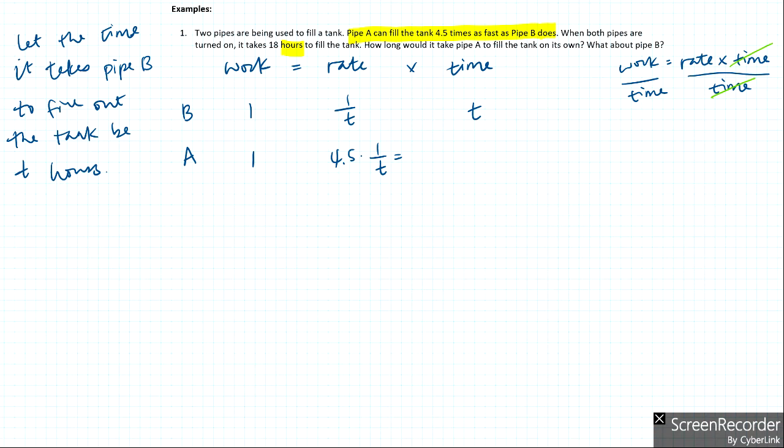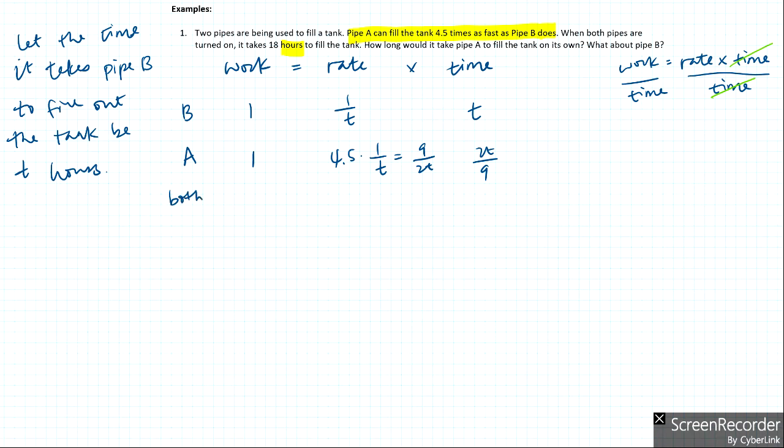So 4.5 you can convert into a fraction to be 9 over 2, so this would be really 9 over 2t. And then for the time, if you do 1 divided by this, it'll be the reciprocal of 9 over 2t, which would be 2t over 9. This information for time is optional. You will find out that later, but if you're ever unsure which piece of information will be useful, it doesn't hurt to follow the table throughout the whole process.